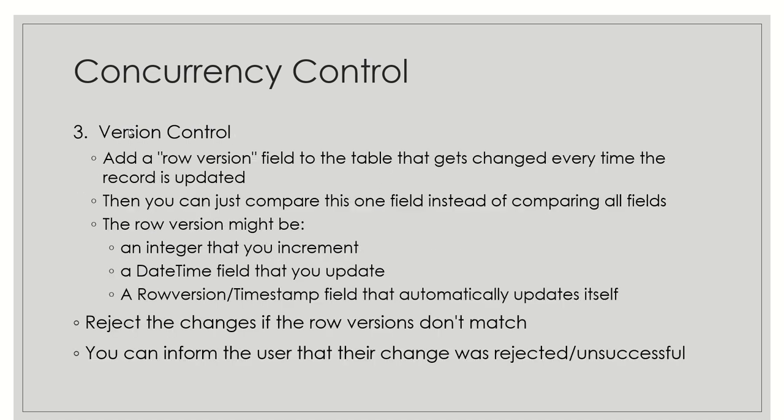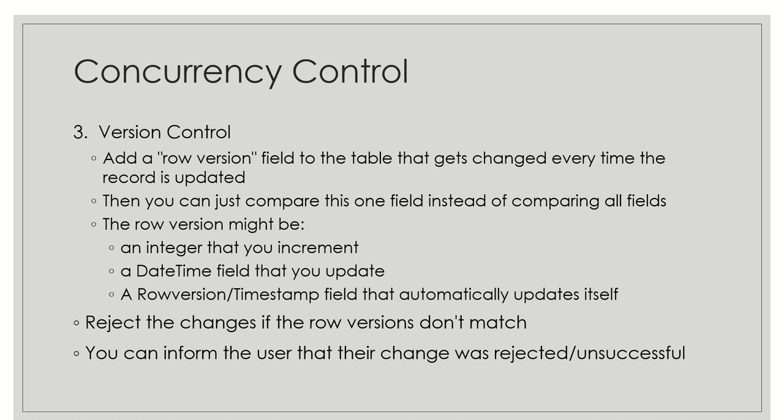Option 3 is version control. So instead of comparing everything, we're going to add a field that keeps track of a row version, and then we can just compare that one field instead of comparing all fields. So how can we implement this? We're going to add one field to the table. You could make an integer that gets incremented. Now you'd have to manually increment it. It keeps track of the version.